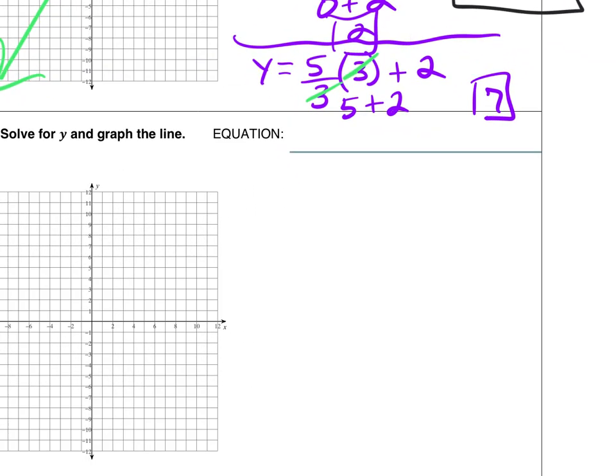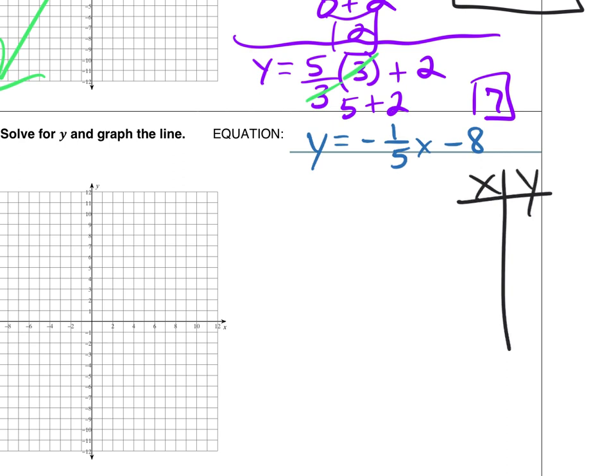I'm going to do another example. This time using the equation of y equals negative 1/5 x minus 8. And I'm going to draw my x and y table. And this time, the denominator is 5. So that is what I'm going to use for my x. I'm going to use 5 and its opposite. So negative 5, 0, 5. And then I will solve.